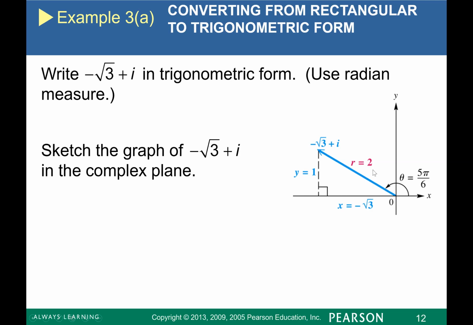So now we have 2 that goes in front of our parentheses for polar form. Next, we have to find theta. So when we do arctangent of 1 divided by a negative square root of 3, it's going to give us the fourth quadrant angle. Do you have your calculator handy? Yeah. Let's do second tangent, 1 divided by negative square root of 3. Make sure you're set to radian measure.